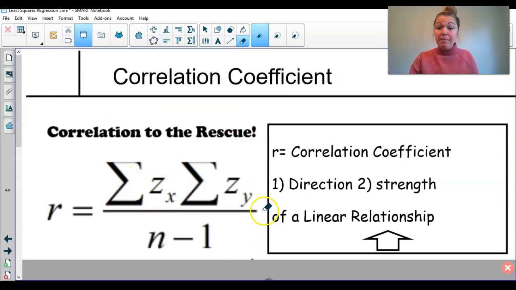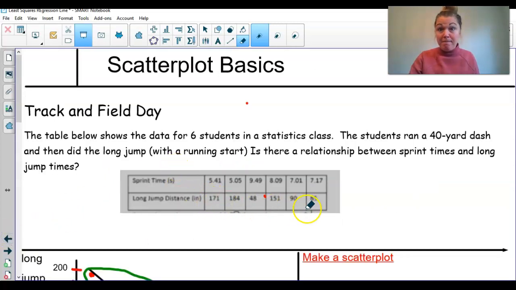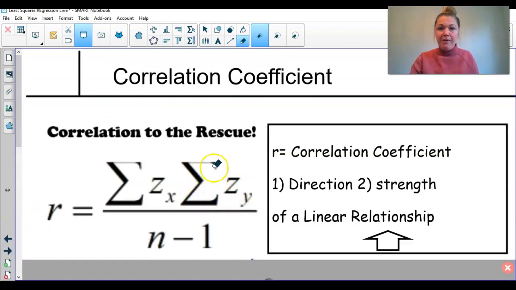We would do the same for the y values. So we would go ahead and find the mean and the standard deviation of the response variable. Then we'd find the z-score for each observation, and we would add it all up. And then we'd multiply those sums together. And finally, we would divide by n minus 1. N is the number of pairs that we have, or our sample size, how many runners we had. Divide that by n minus 1.